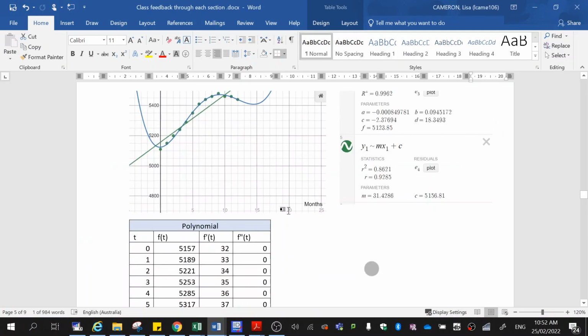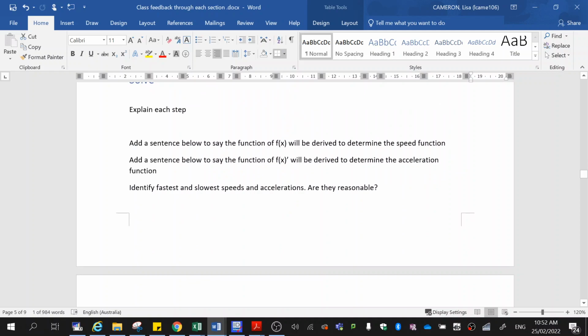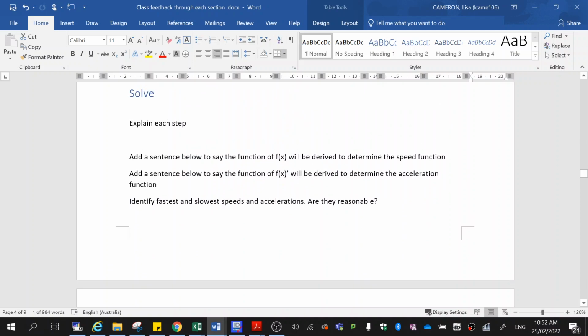Okay, so let's continue. So, solve step. Now, a lot of people have just done stuff. You need to explain what you are doing and why you are doing it. So for my solve step, I would say I am going to now input the data in Desmos, and then I will use Desmos to generate a polynomial model. Okay, what you're doing, why you're doing it. Go to the next step.